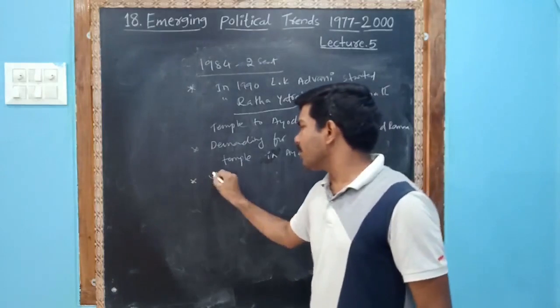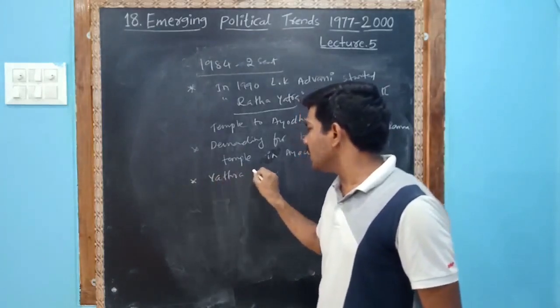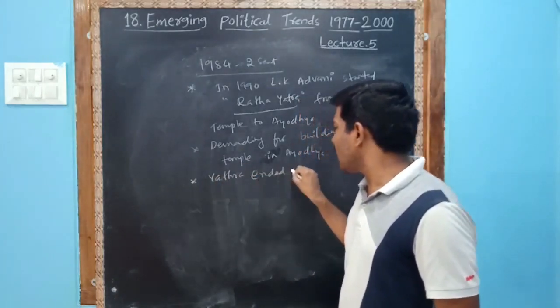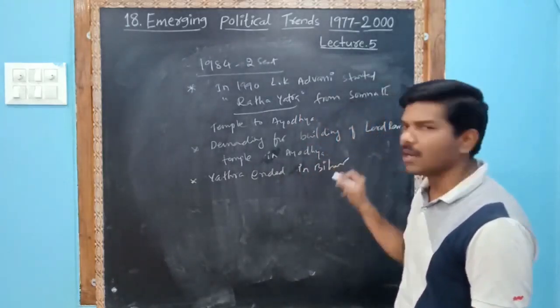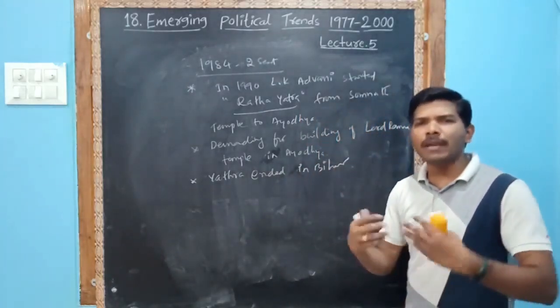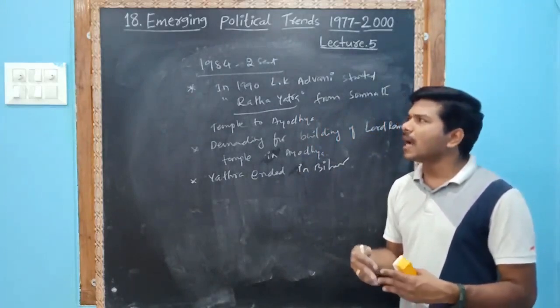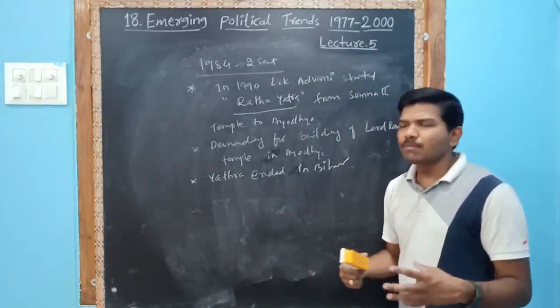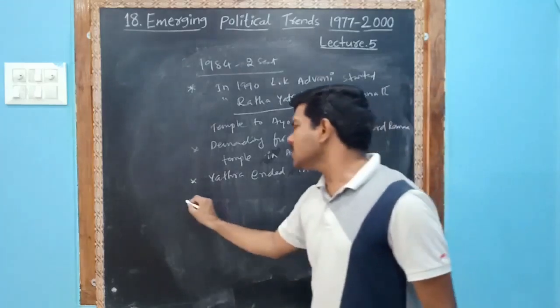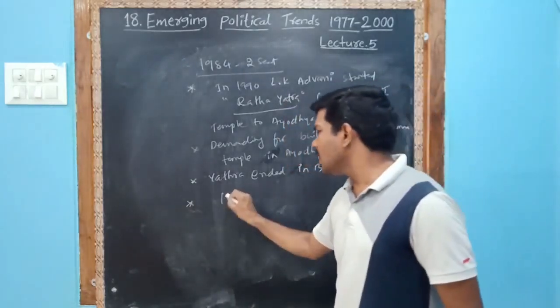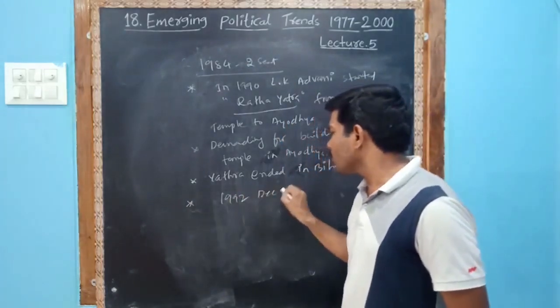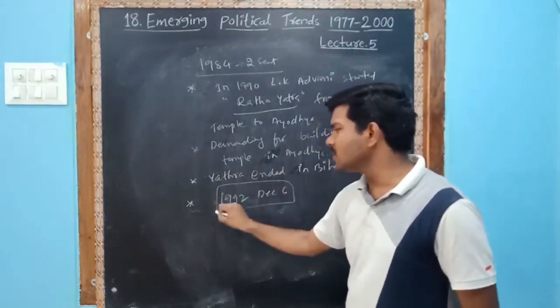Finally, this yatra ended in Bihar. It became very famous and many people were attracted towards Hinduism, because the majority of people are Hindu. Because of the Rath Yatra and all these things, BJP became very popular. And in 1992, on December 6th, there was a demolition of the Babri Masjid.